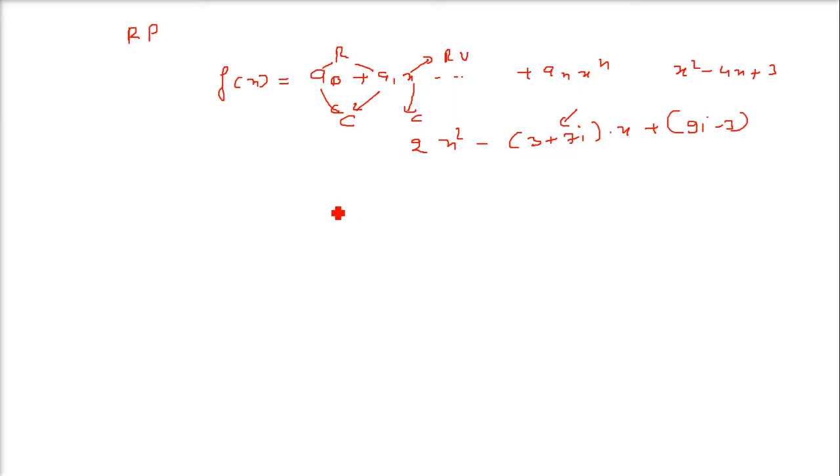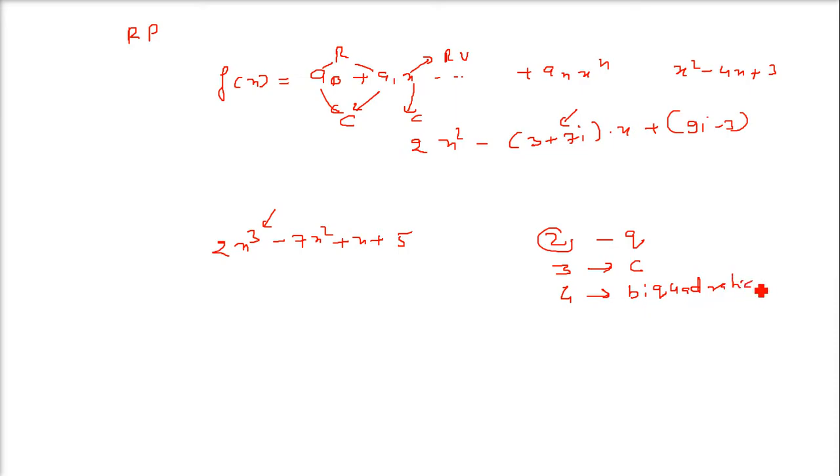So what is the degree of a polynomial? Remember, what is the degree of a polynomial? For example, this is 2x cube minus 7x square plus x plus 5. The highest power which we have is the degree. Here the degree is 3. Whenever we have a degree of 2, we call it a quadratic polynomial. Whenever we have a polynomial of degree 3, we call it a cubic polynomial. Whenever we have a degree of 4, we call it a biquadratic polynomial.